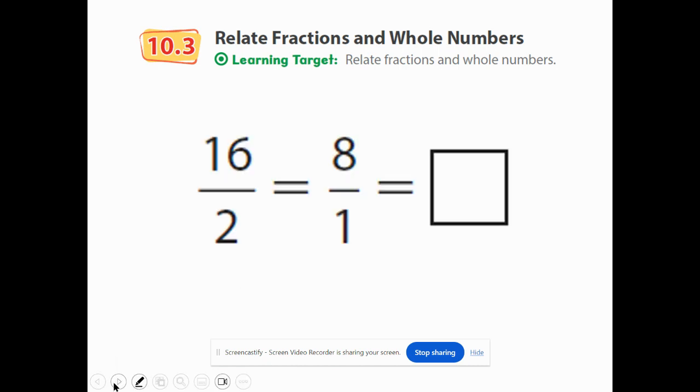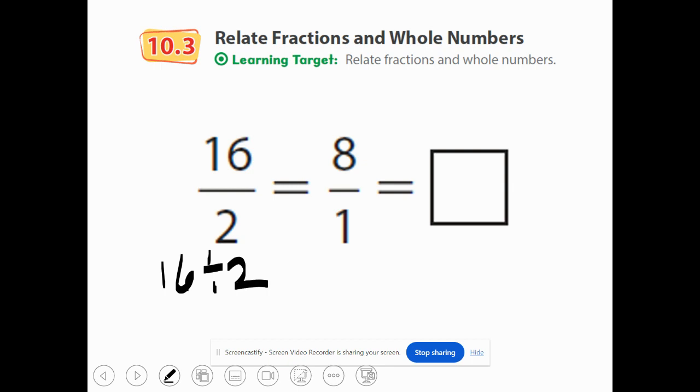All right, let's look at another example. So I have 16 halves is equal to 8 ones, which is equal to what? Let's look at this. 16 divided by 2, right? What is 16 divided by 2? Well, that would be 8. And then here, 8 divided by 1, which is again going to be 8. So 16 halves and 8 ones is equal to 8.